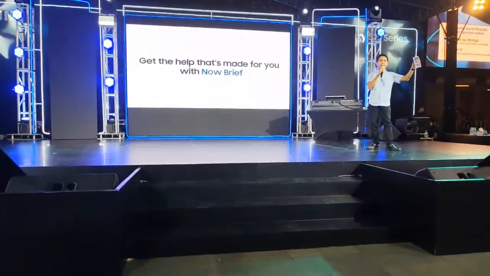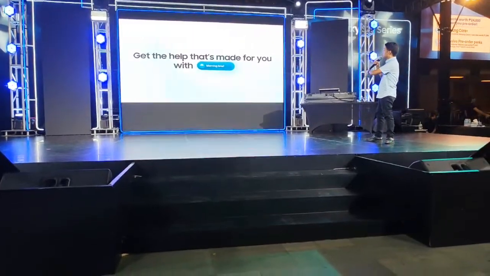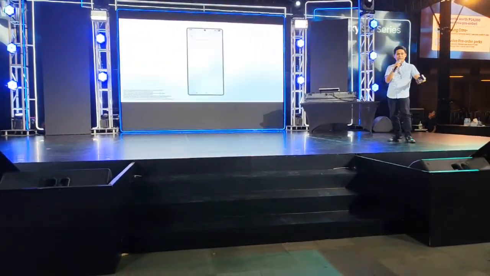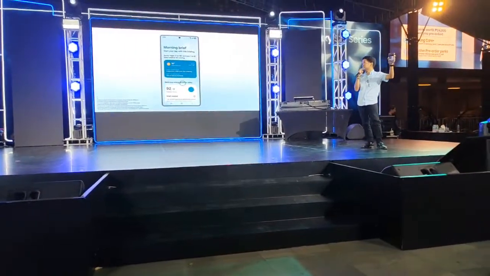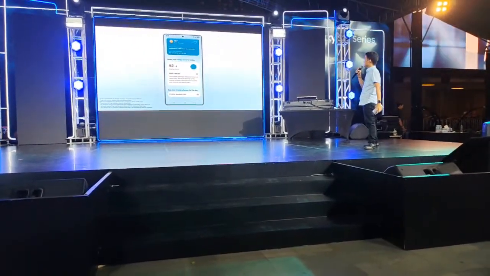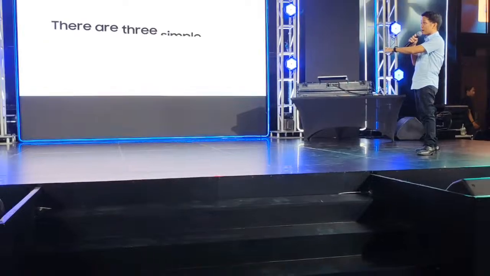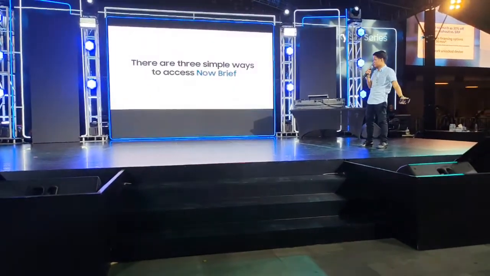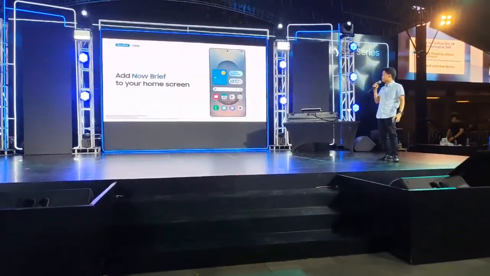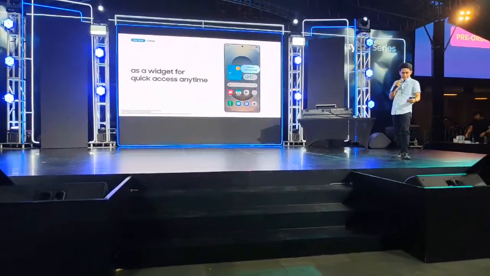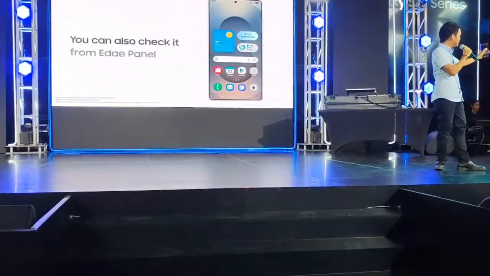So for me, we can easily access it in different ways. The first way is we can immediately see it on your home screen. Check on the weather, activities you have, and of course your health goals. So again, for Now Brief, you can check it immediately on your home screen. For now, it's good evening, so evening briefing.